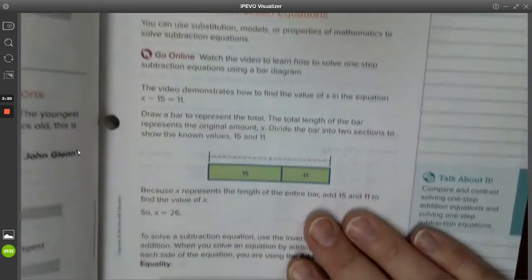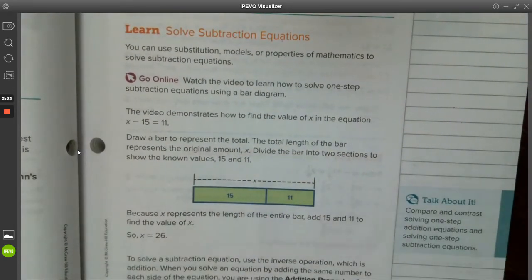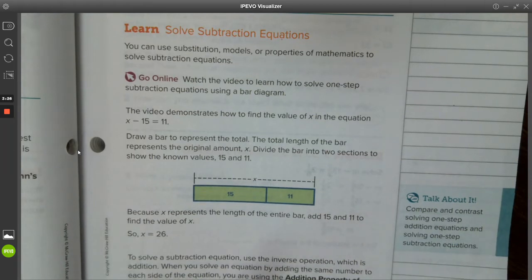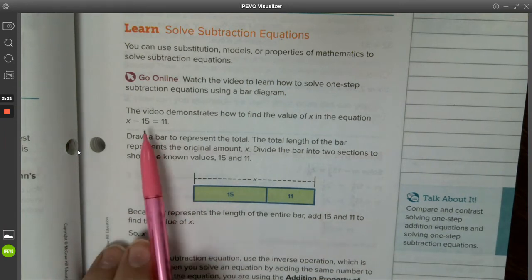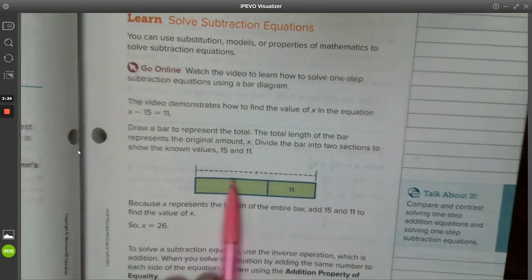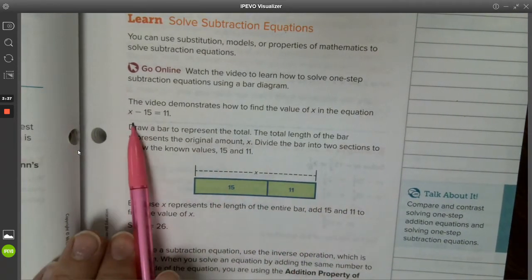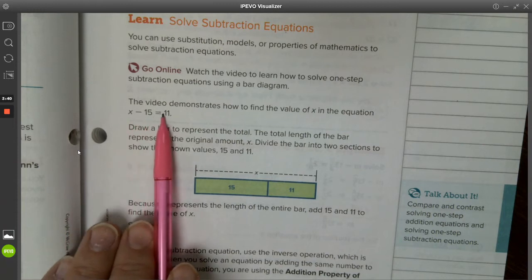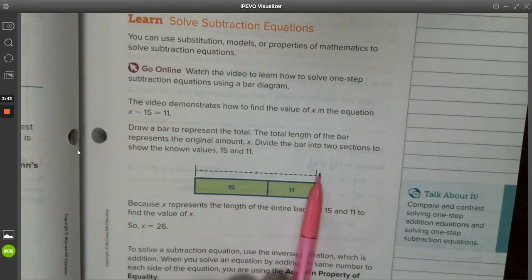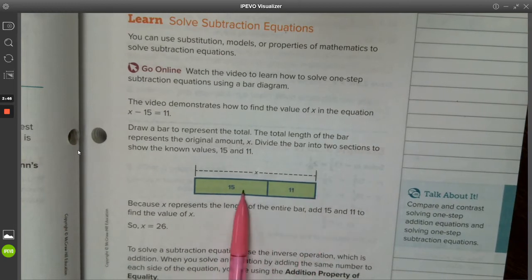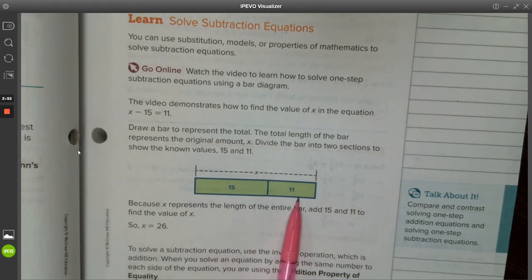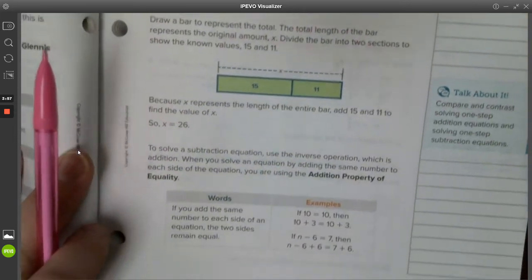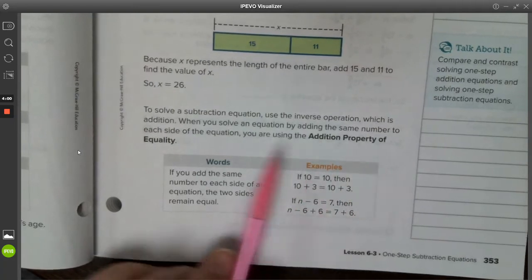Now, let's actually talk about solving. We've figured out how to write it. Now let's solve it. So once again, we can use substitution models or properties of mathematics to solve subtraction equations. Now, if we're trying to find the value of x in this situation, we're going to use a bar diagram. Here's our equation. X minus 15 equals 11. So x would represent the total cost. We're subtracting 15 to get to 11. So to find the total of x, we would simply add together the 15 plus 11 and find that x equals 26. Another way to do this is use the addition property of equality.